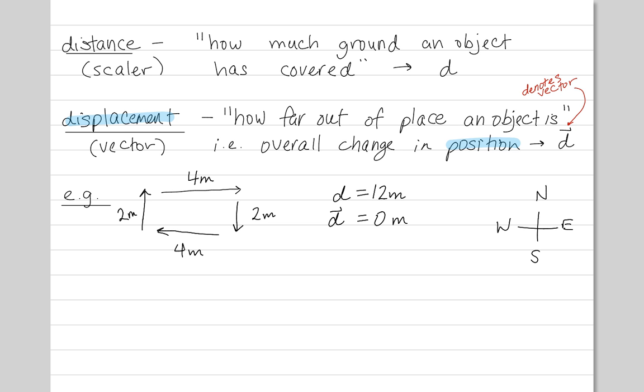Okay, any questions on this? All right. So the 12 meters is the ground covered, while the displacement is direction aware. So we can put a little note on that. Displacement is direction aware. It is aware of direction. Okay, so the 2 meters south cancels the 2 meter north, and the 4 meter west cancels the 4 meter east. Pretty straightforward, yeah? That's a Science 10 concept.